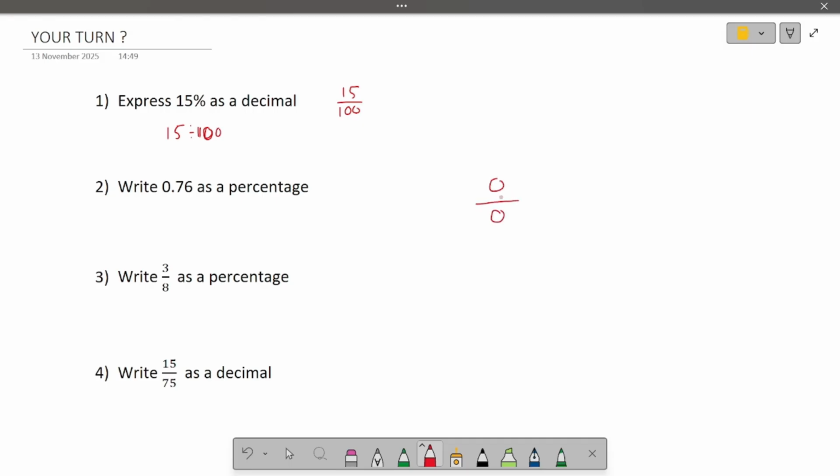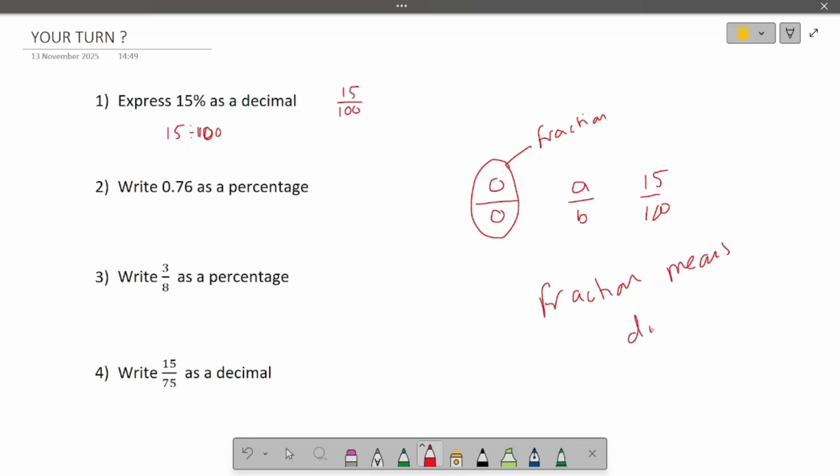It's a line with something above and something below. A line with something above, something below. Okay, this means fraction, and fraction means divide. So hopefully you've made that link and you're able to utilize that in future problem solving.